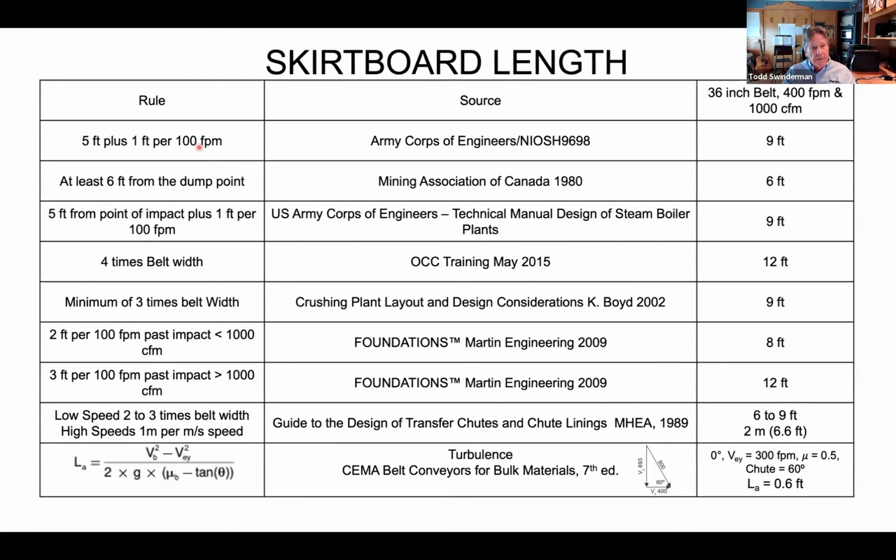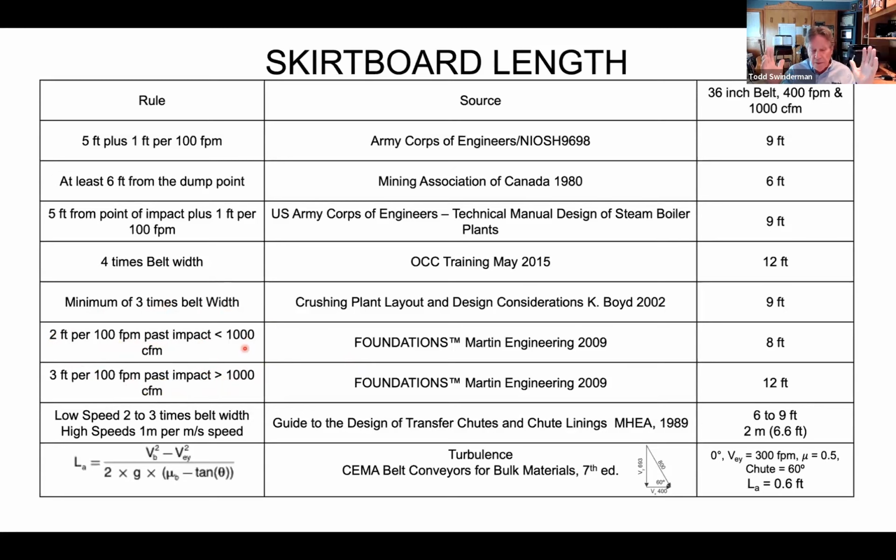Well, back to the top of this chart, there's all kinds of rules, and unfortunately, there isn't much engineering or science behind these rules, and there still isn't. We'll talk about that a little bit later. What Martin uses is this, depending upon the belt speed and how much airflow is going through there. They'll use this formula. So 2 feet per 100 feet a minute past the impact zone.